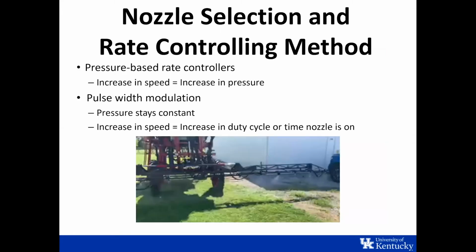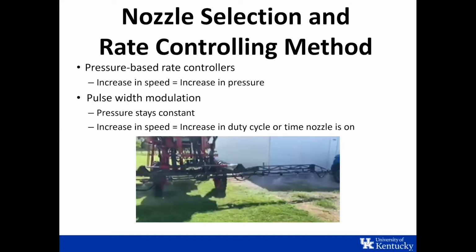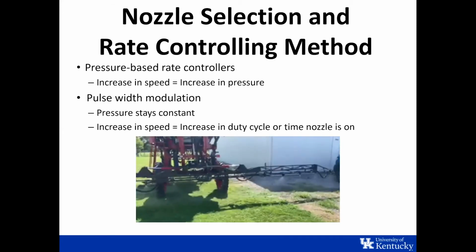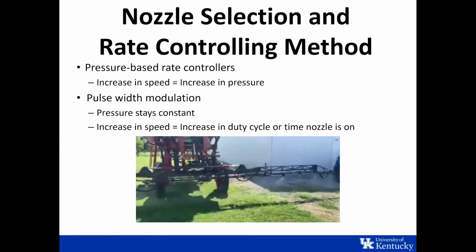The other thing to think about before you go to select your nozzle is what type of rate controller do I have? So the traditional types of rate controllers, what we've used for a long time, are pressure-based rate controllers. With these, as we increase our speed in the field, the pressure increases on the system, and as we decrease our speed, the pressure decreases. And this keeps our spray volume the same across the entire field.